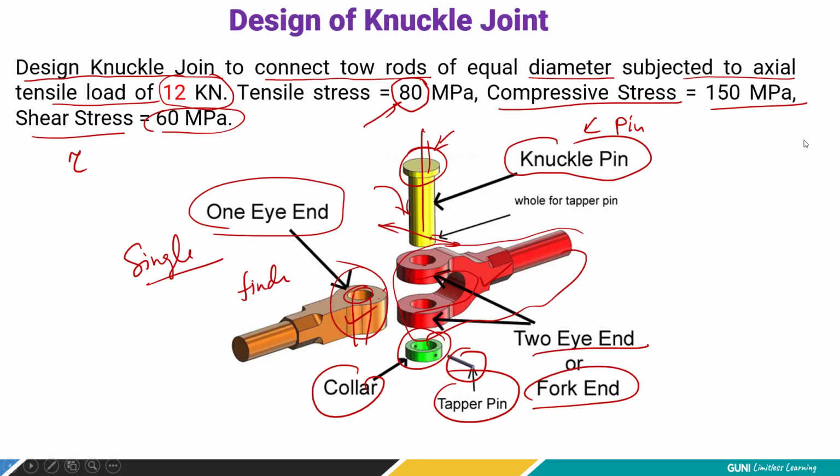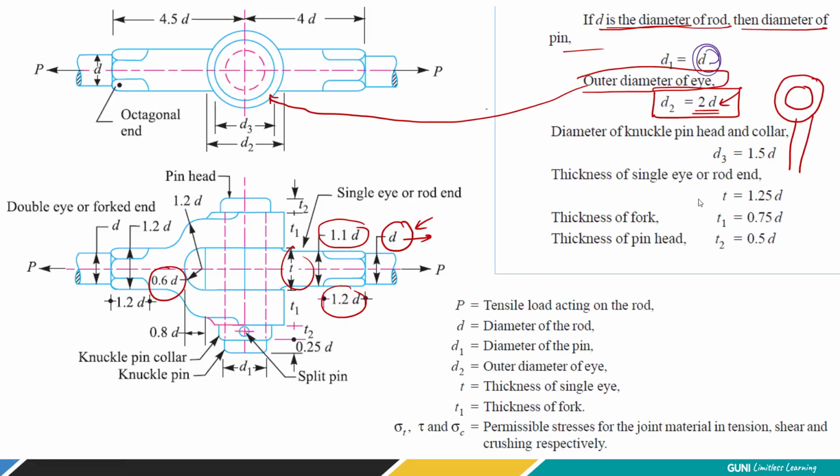So I'm talking about these dimensions, right? So this inner diameter is d, which is rod or simply pin diameter. Now what we have is the outer diameter, the outside one, we are going to take as d2 is equal to 2 times d, right? So we have simply taken 2 times. We have to justify whether this 2 times diameter is okay or not, right? Under the various failure situations. Then we are also going to take knuckle pin head and collar by these relations.